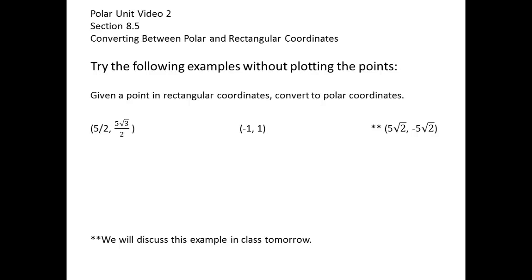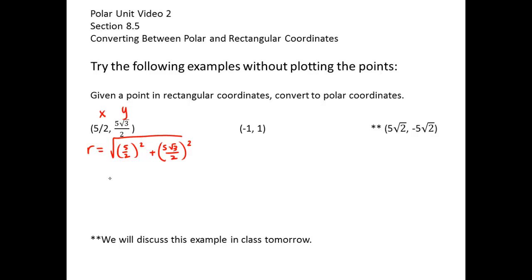All right, so this time I'm going to be giving you a point in rectangular coordinates, and we're going to turn it into polar coordinates. So we're going to start with knowing that this is x and y, and we're going to convert those. So for the first one, I have r equals the square root of (5/2) squared plus (5 root 3 over 2) squared. Now don't be intimidated by this because you're actually just squaring individual parts, and we're all capable of that.